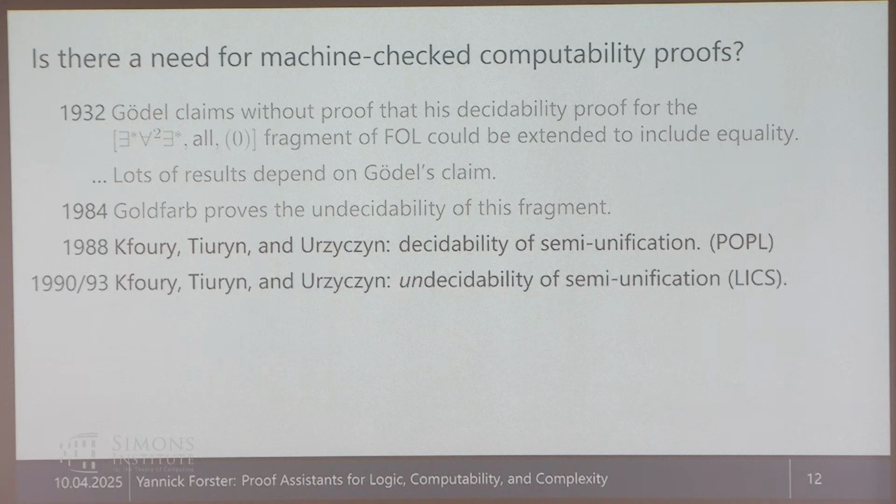And then at LICS 1990, Kfoury, Tiuryn, and Urzyczyn published a paper proving the undecidability of semi-unification, stating that lots of people got it wrong, including them. And indeed, the problem is undecidable. There was a mistake in all of the proofs. And we have a proof of this in Coq now, so we're sure it's undecidable, and people were sure later that it's undecidable. But again, it took several years to figure out that there is a problem.